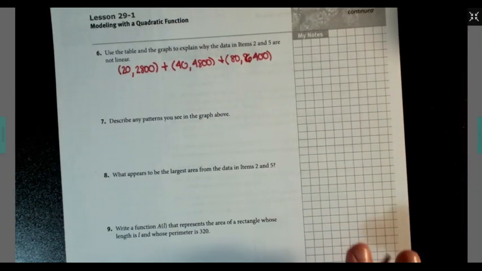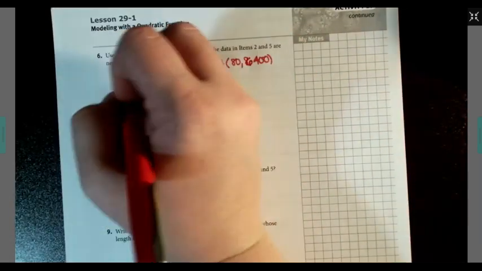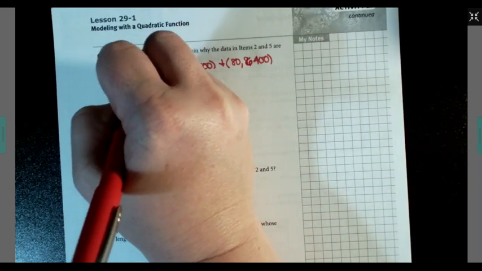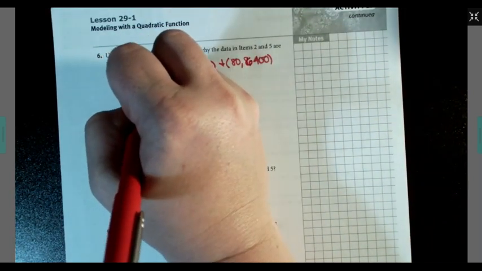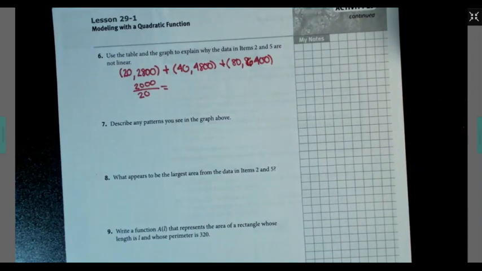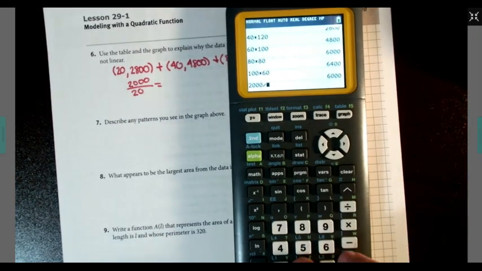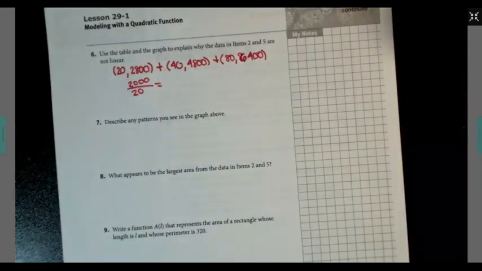What I'm going to do is find slope. That would tell me if it's linear. Remember, if the slope is the same, it's definitely linear. So we would have 2,000 divided by 20 here. Makes that 100.